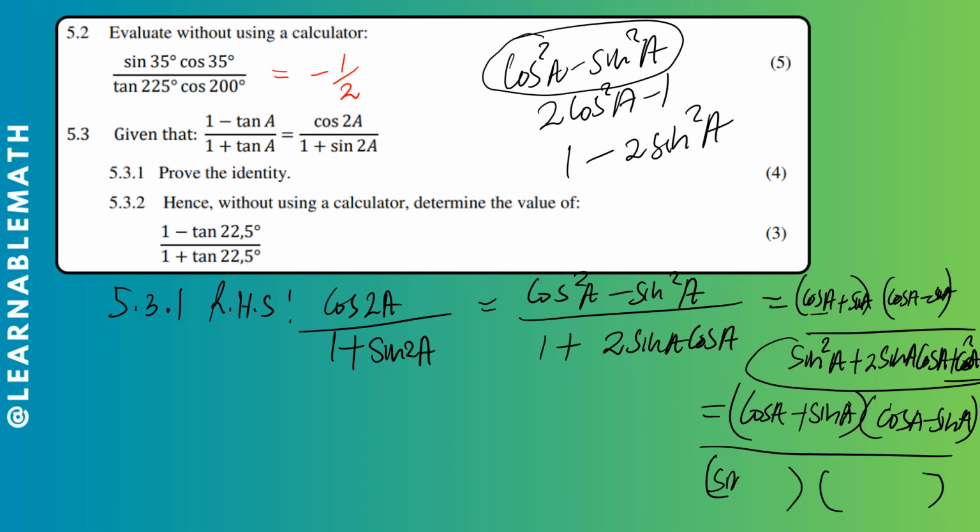So this will be sine A plus cos A. This is sine A plus what? Plus cos A. All right. So sine A plus cos A, sine A plus cos A will cancel, right?